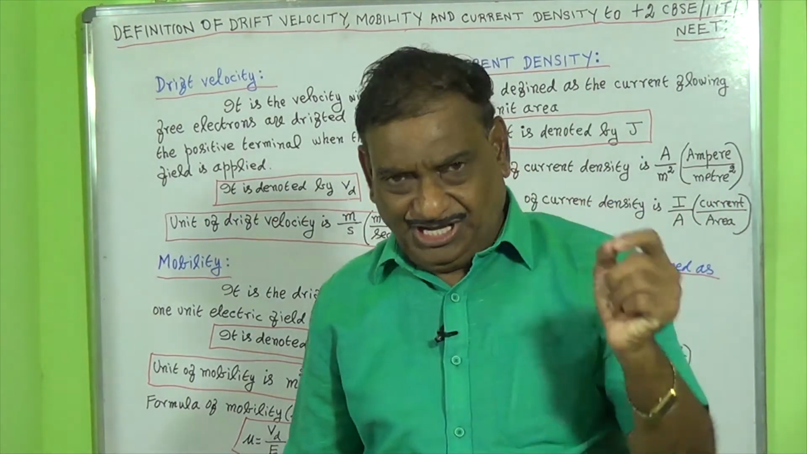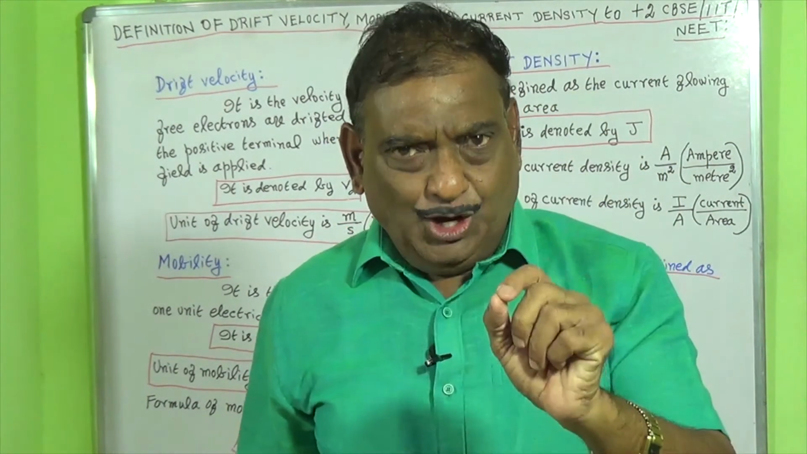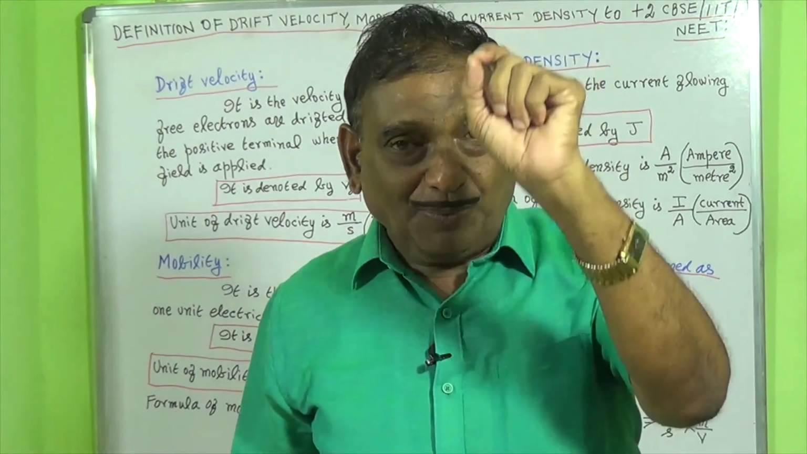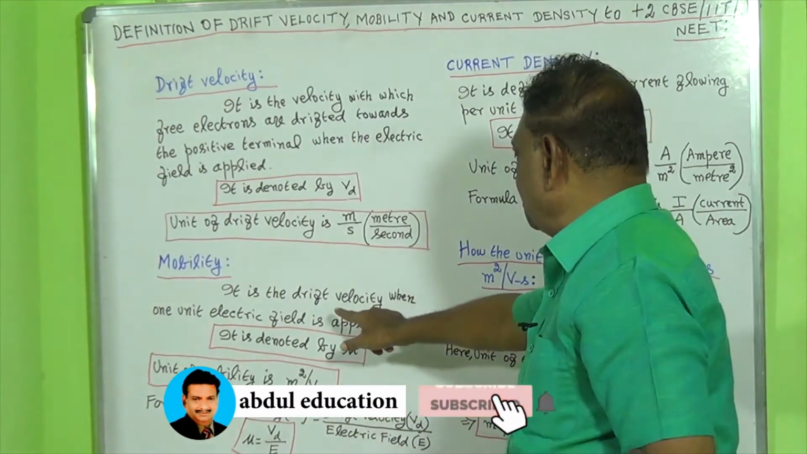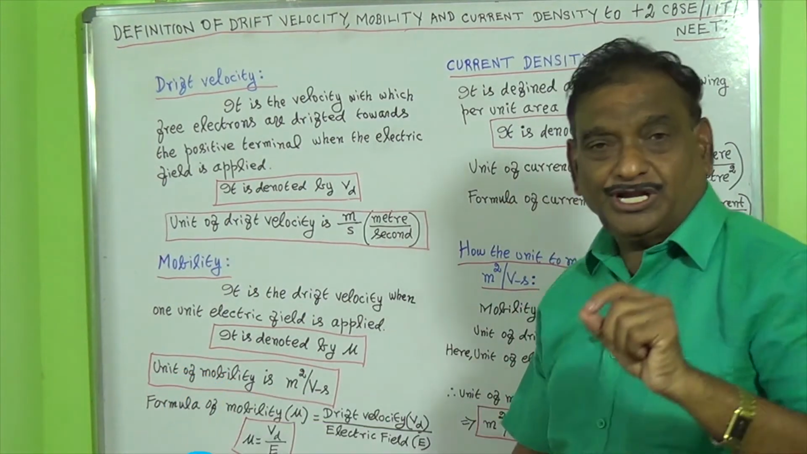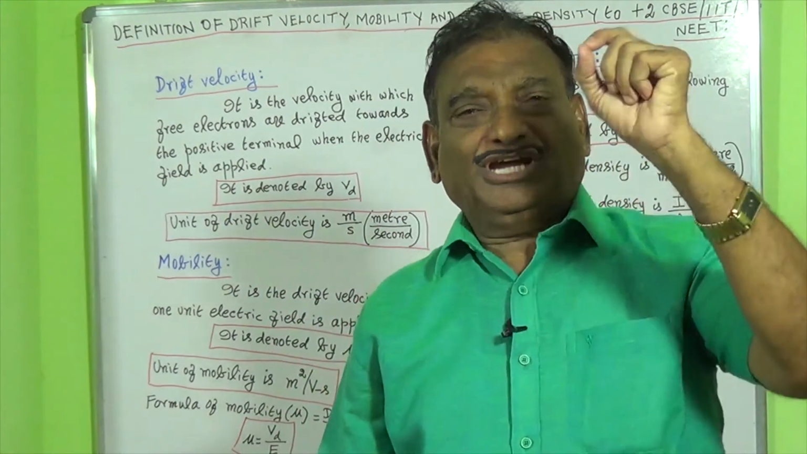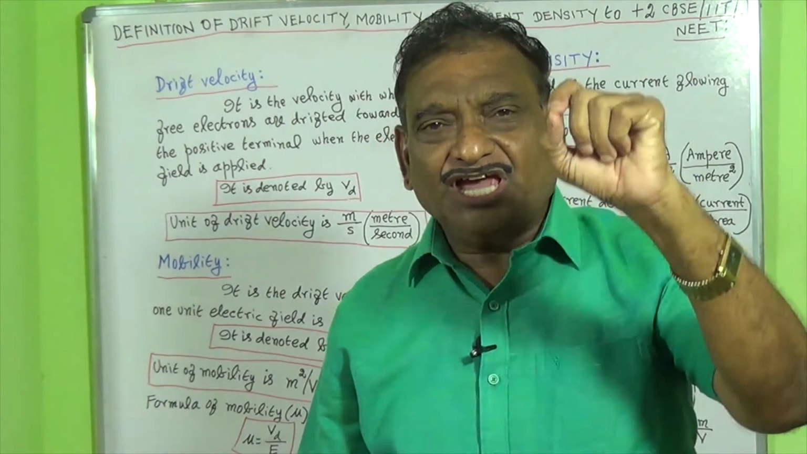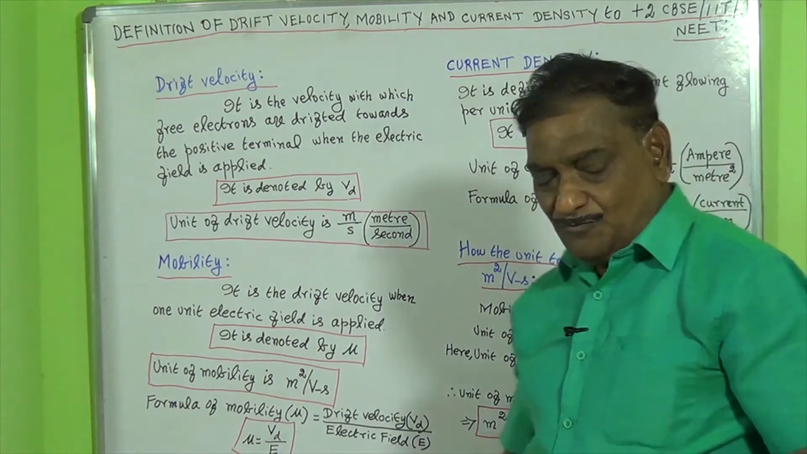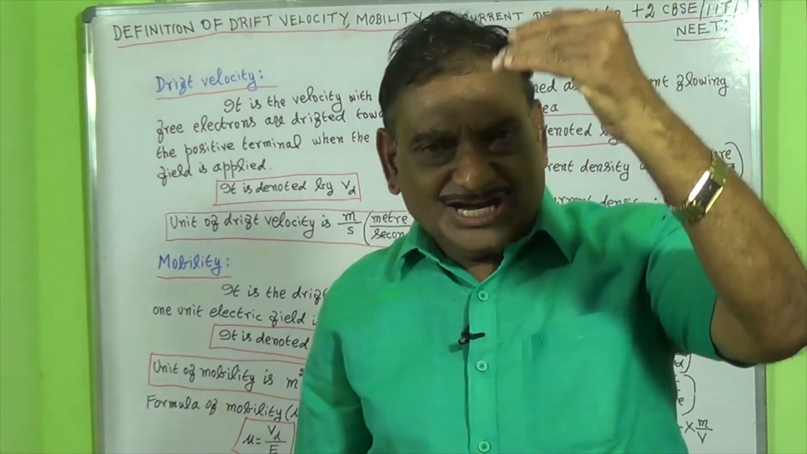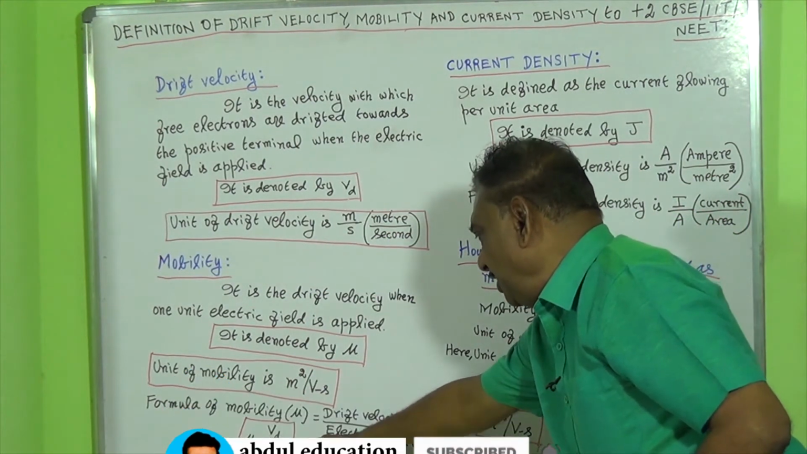Then what is mobility? Mobility is defined as the drift velocity when 1 unit electric field is applied. This is the mobility. It is denoted by the letter mu. The unit of the mobility is meter square per volt second. The formula for the mobility is drift velocity by electric field, Vd by E.